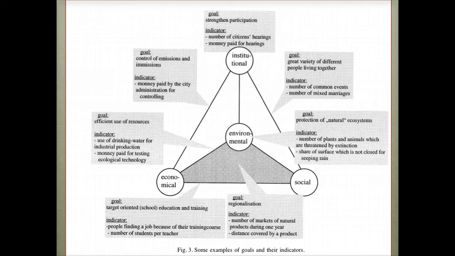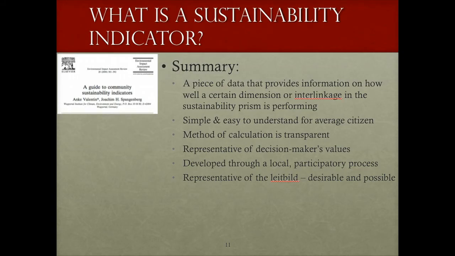Returning to the original question, as mentioned before, the authors don't explicitly provide a definition for sustainability indicators, but after reading the article, one can be deduced. A sustainability indicator is a piece of data that provides information on how well a certain dimension or interlinkage in the sustainability prism is performing.